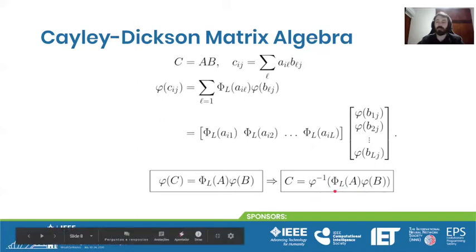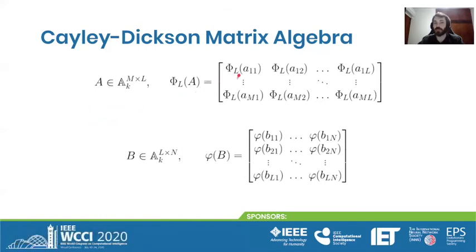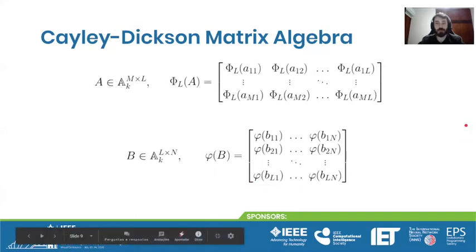Now, you can see these operators here have matrices as arguments, and we only define them for elements, but the definition for matrices is pretty straightforward. So phi L of a matrix is simply the application of phi L to each entry of the matrix, and then the concatenation of those blocks in a big block matrix. The same is true for phi, the isomorphism.